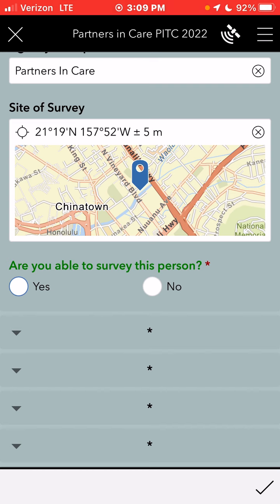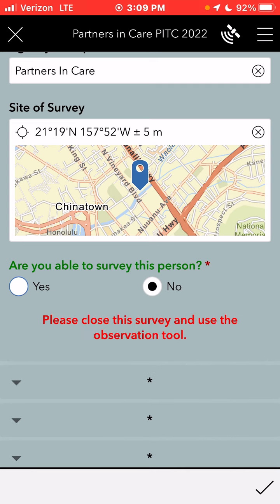The first question is, are you able to survey this person? If you press no, you will be instructed to close the survey and use the observation tool. We'll go over the observation tool later. However, let's go and press yes.